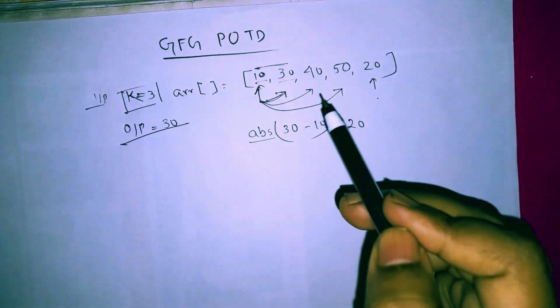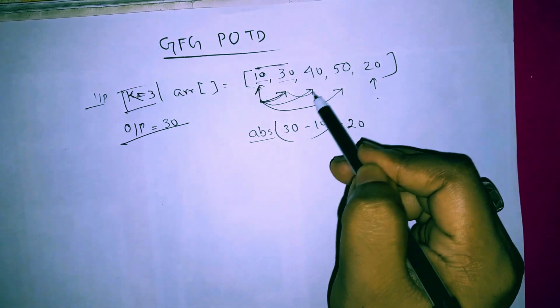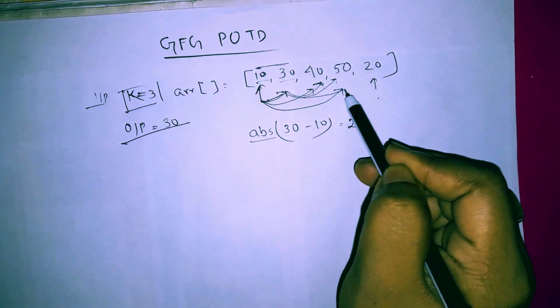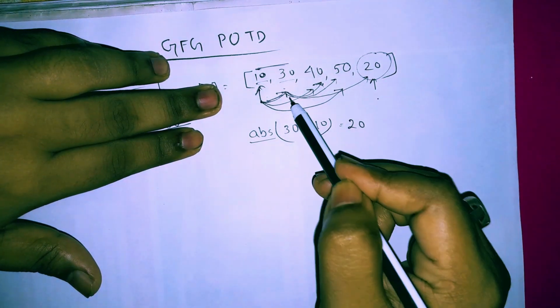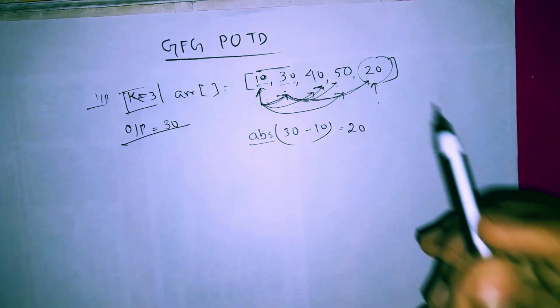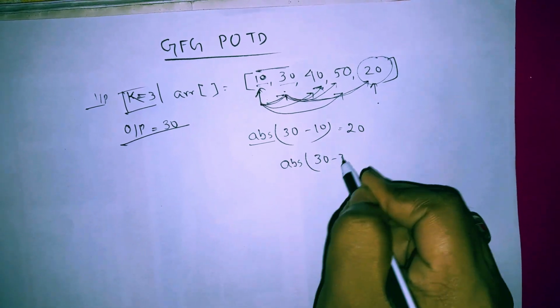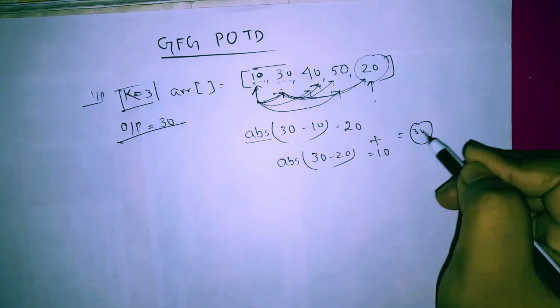Hope it is clear. Now I can jump from 30 to 40 or 30 to 50 or 30 to this 20. Okay, and if you see, to reach the end I can directly jump 30 to 20, where my cost will be absolute of 30 minus 20, which is 10. So total cost here is 30.